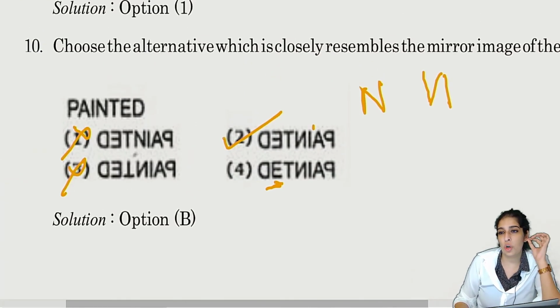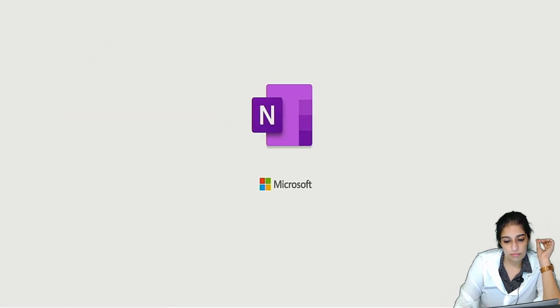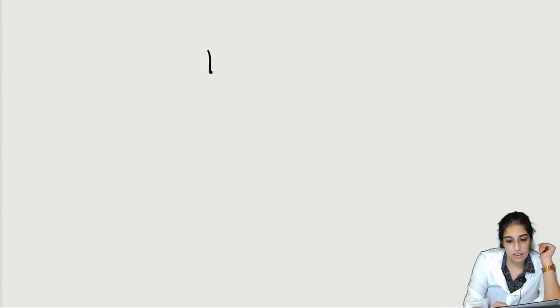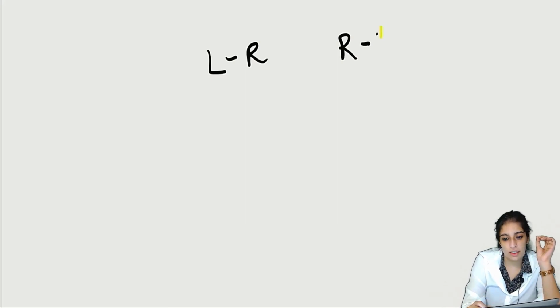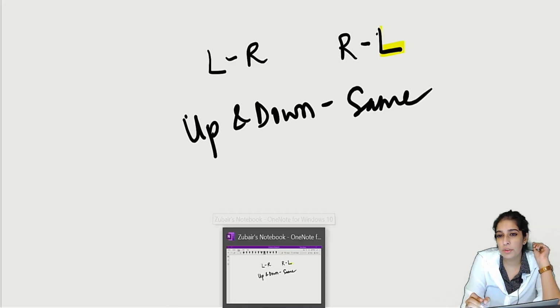Again mirror images का एक short recap करेंगे. Okay, left becomes right, right becomes left. First rule. Okay, nothing else changes, only left becomes right, right becomes left. Okay, next, up and down remain same. Okay, वो चेंज नहीं होता है.